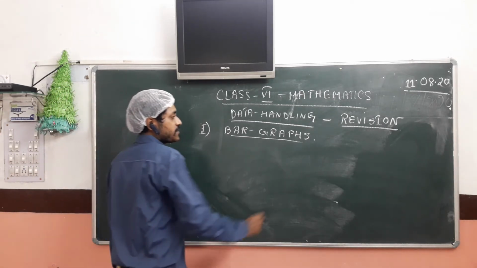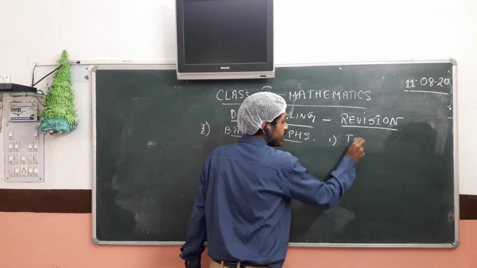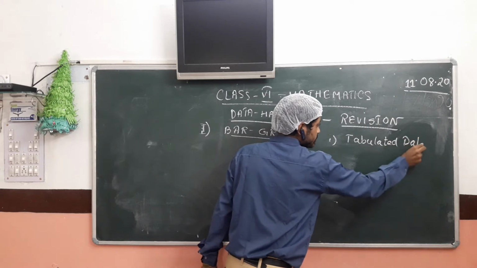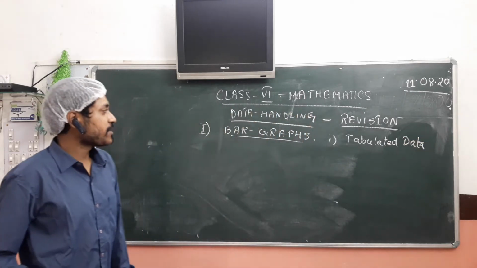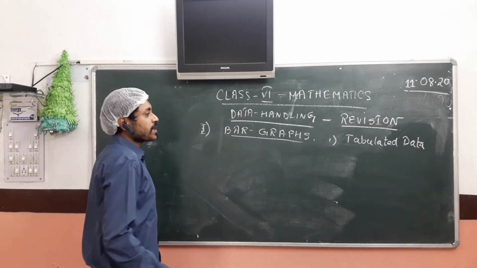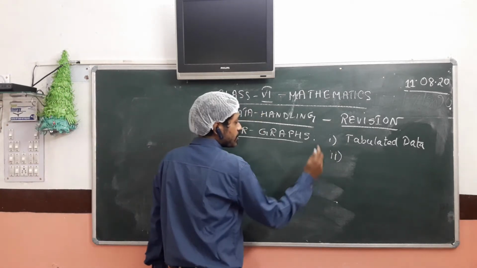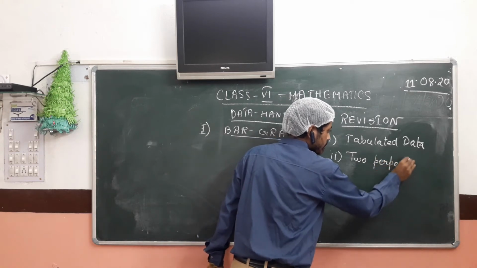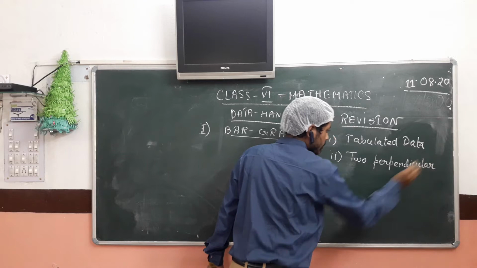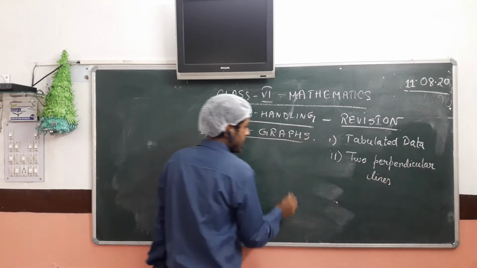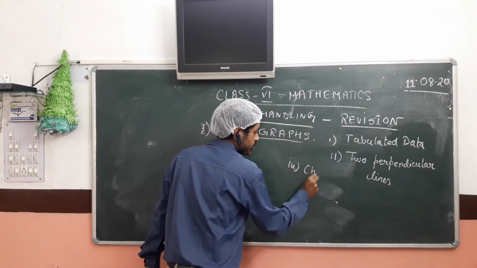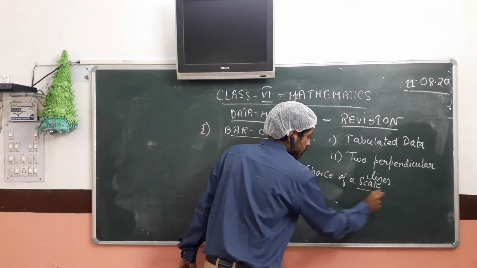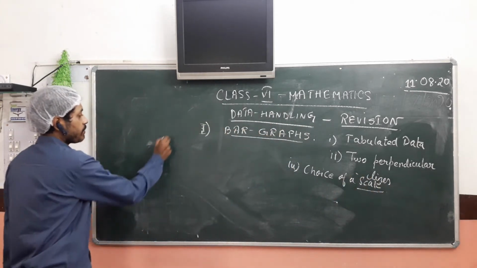How to draw the bar graphs? What is the requirement again? The first requirement is a set of tabulated data. That is the primary requirement for any bar graph or pie chart. Next, two perpendicular lines, and third, the choice of a scale. Now what is the scale?